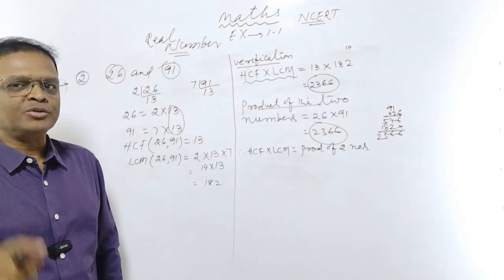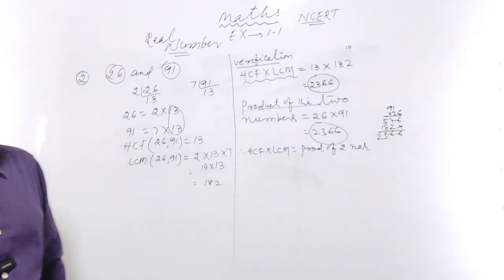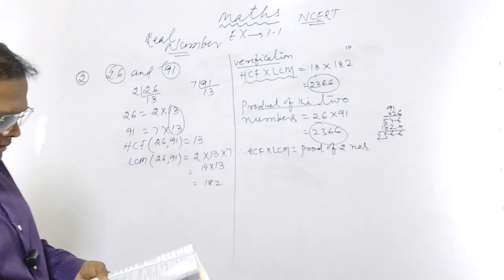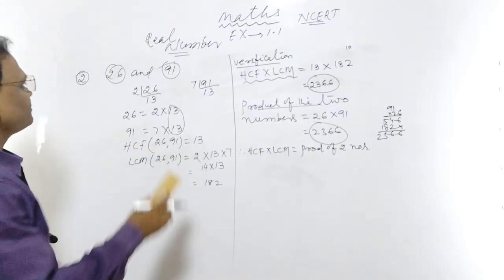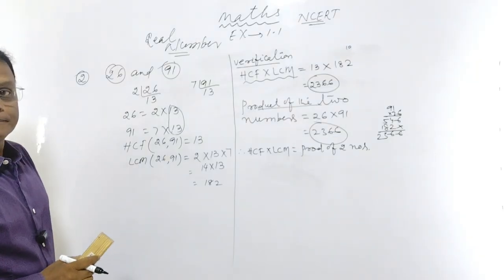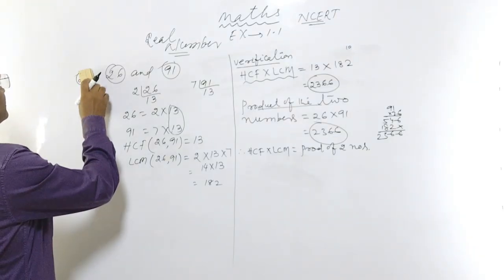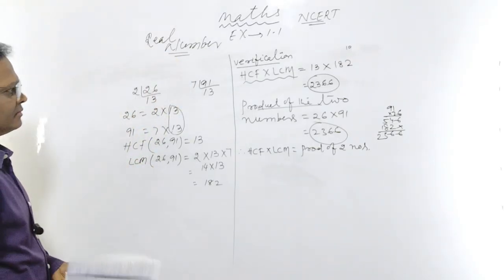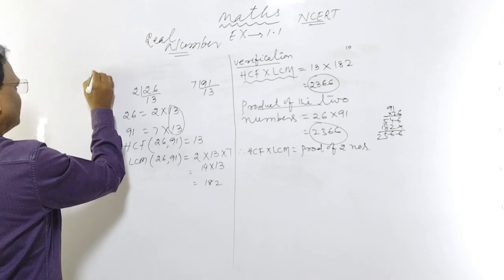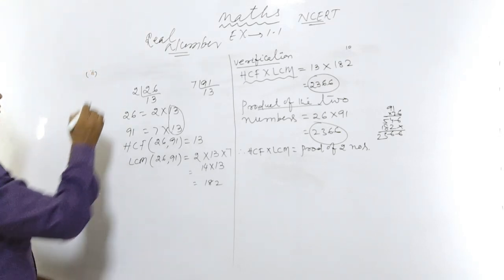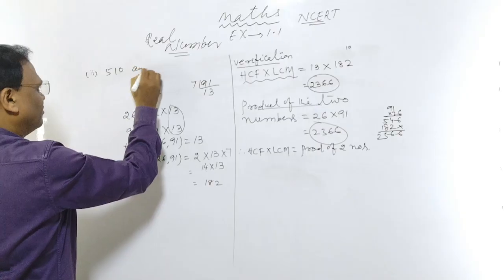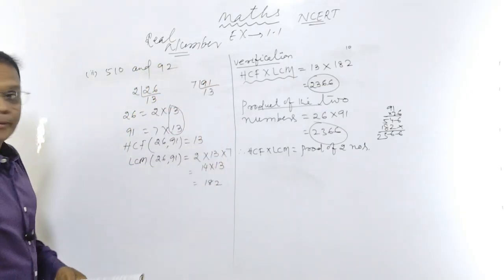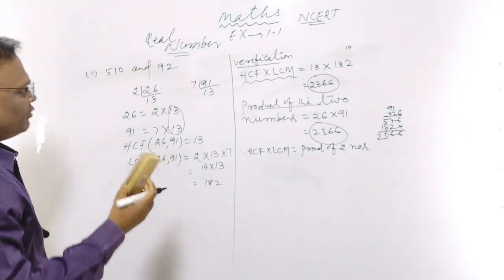After finding HCF and LCM, you have to verify. This is the first one of the second question. Now the second one. What is the second number given? He has given 510 and 92. I think you are getting it. You can write it speedily. Second one is given: 510 and 92. Okay, so let's do it. I'll follow the same thing.